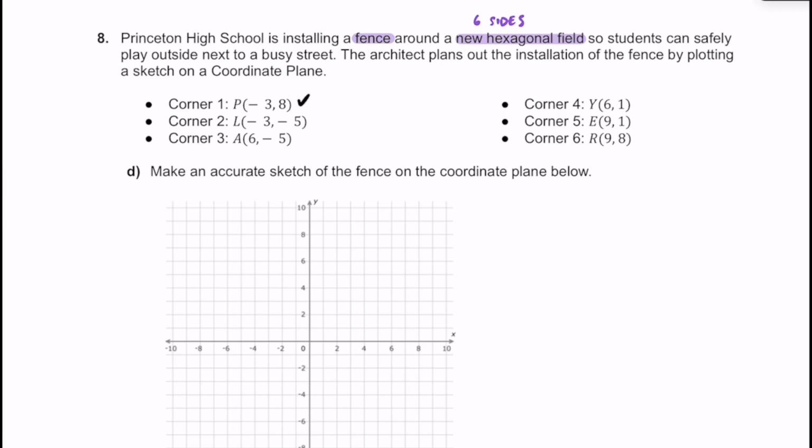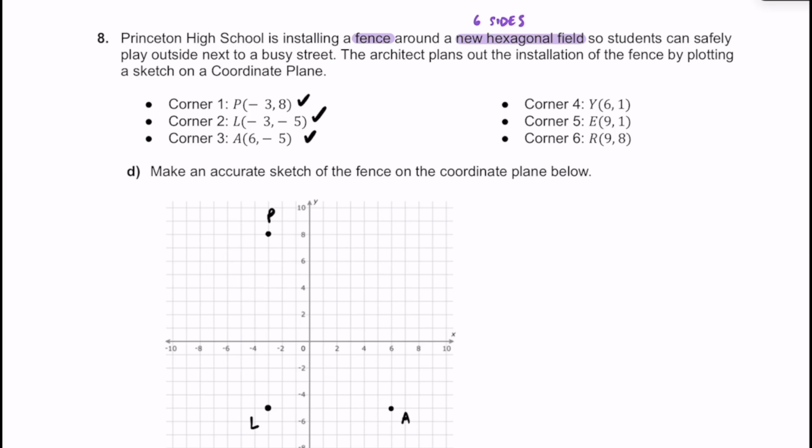So point P is going to be at -3, 8. That's going to be in quadrant 2. Let's plot that. It's going to be right around here. That's going to be P. Corner 2 is -3, -5. That's going to be somewhere down in quadrant 3. That's going to be L. For A, it's going to be 6, -5. So go over to the right 6 and then down to -5. That's going to be A.